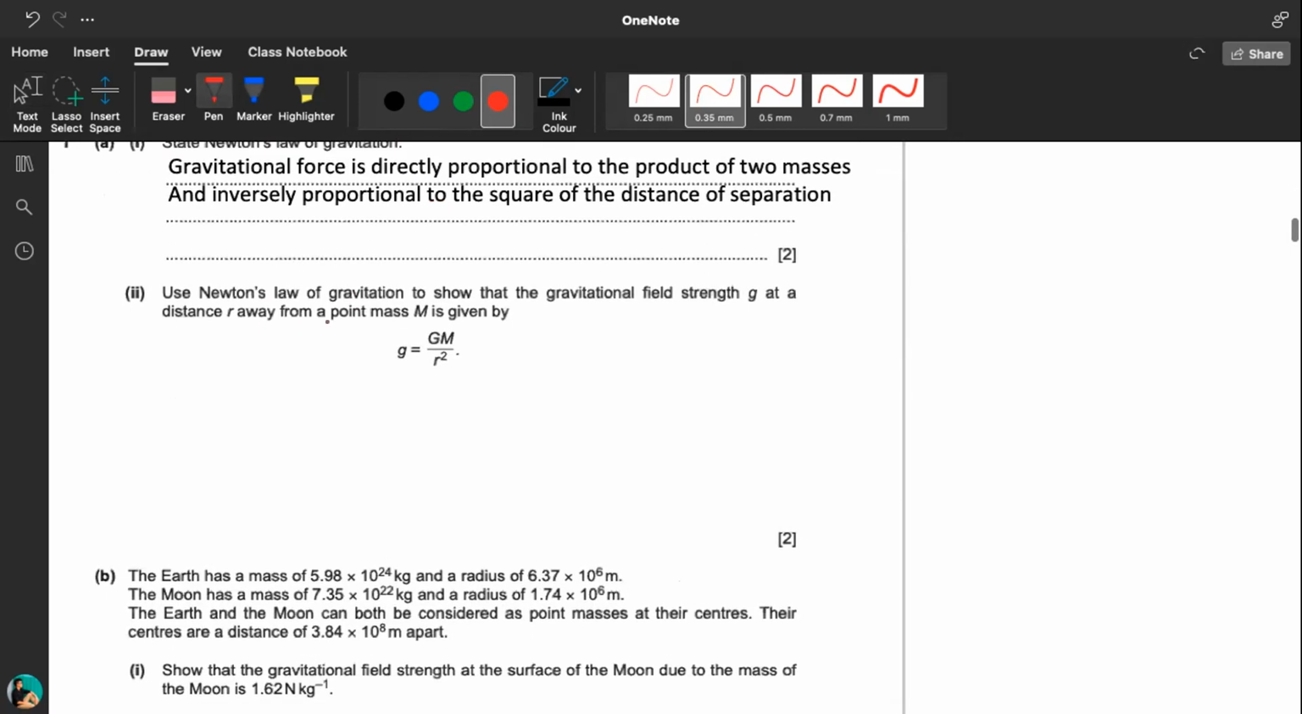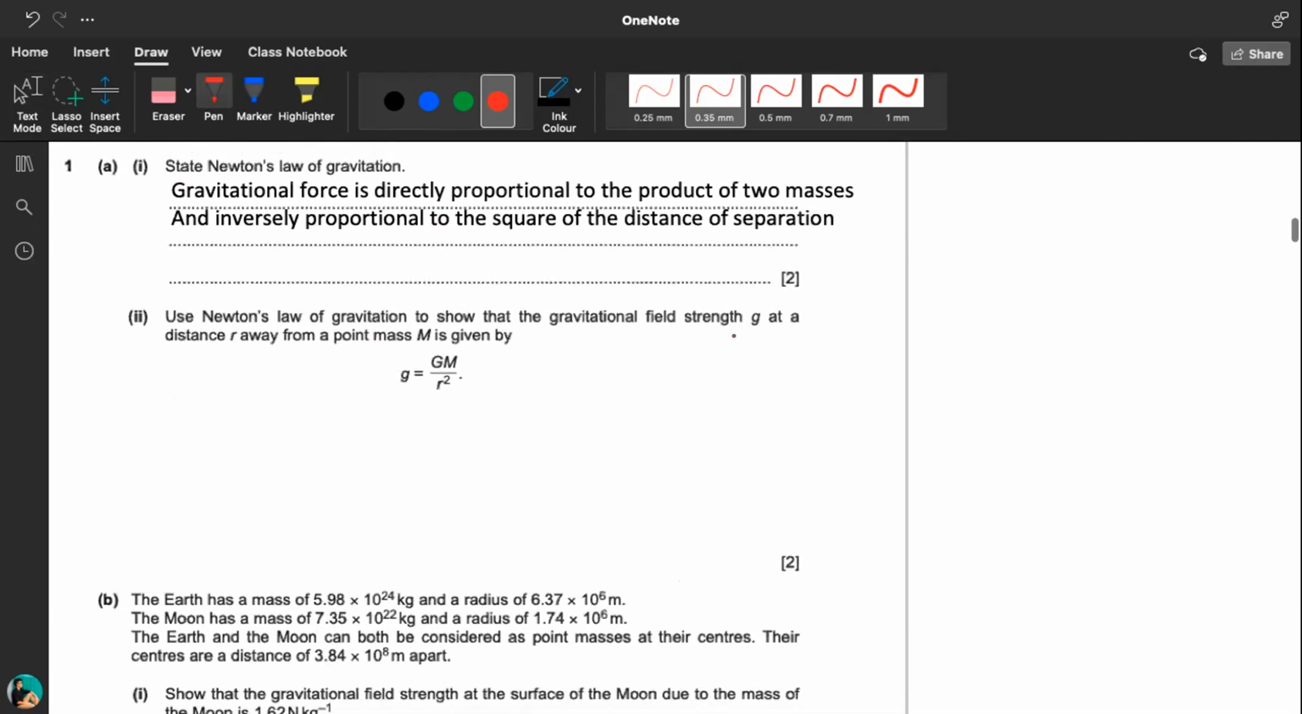A2, use Newton's law of gravitation to show that gravitational field strength at a distance r away from a point mass M is given by GM over r squared. Okay, so this is the point mass, and then I am at a distance r away. So let's say this is my small m, and then we have gravitational force pulling it towards mass 1. This force F is given by GMm over R squared.